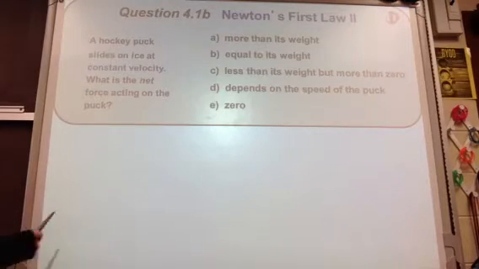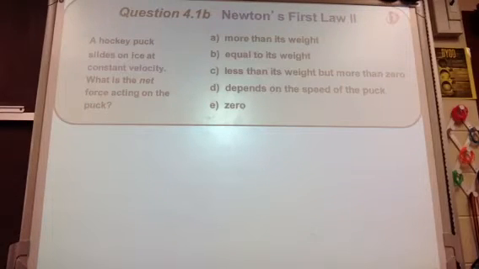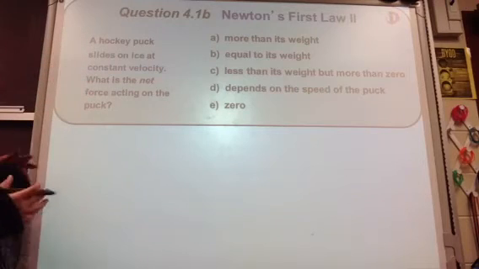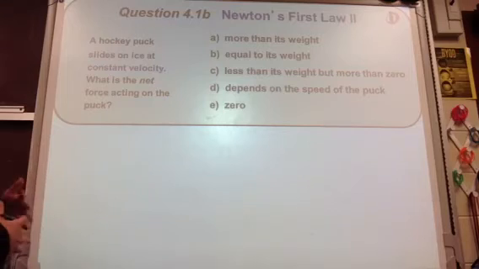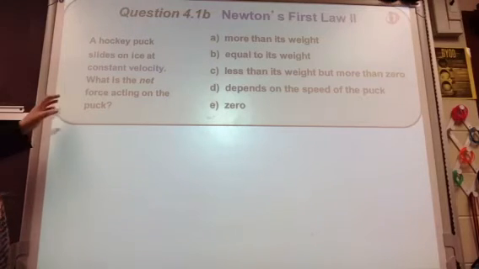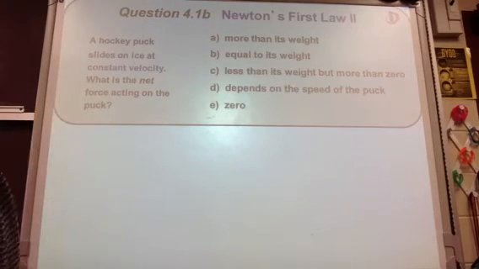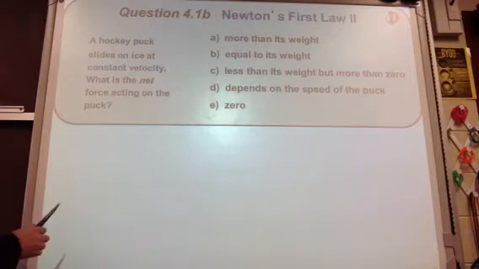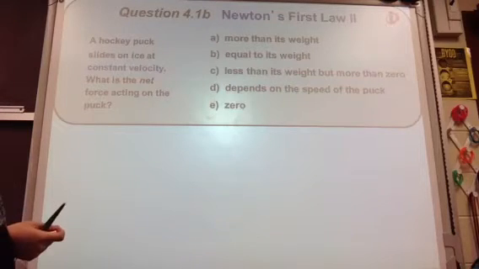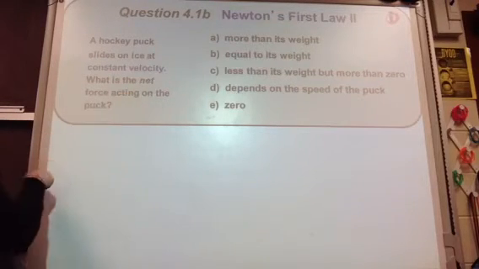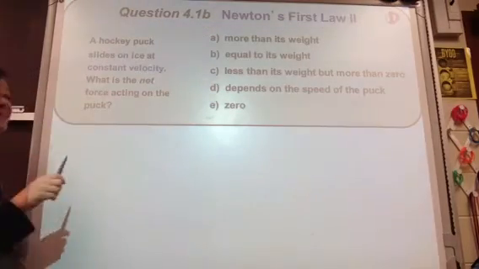In this case, my answer would be E, 0, because of that key phrase that says constant velocity. If a hockey puck is sliding at constant velocity, the speed isn't changing, and my direction may not be changing, then I can't be accelerating, because in acceleration I have to have a change in velocity. So since it's moving at constant velocity, that means that I have no acceleration, so the net force acting on the puck must be 0.